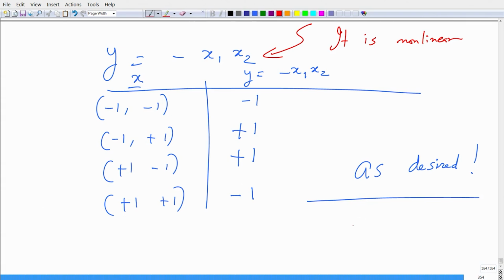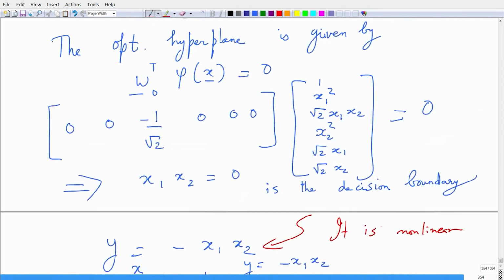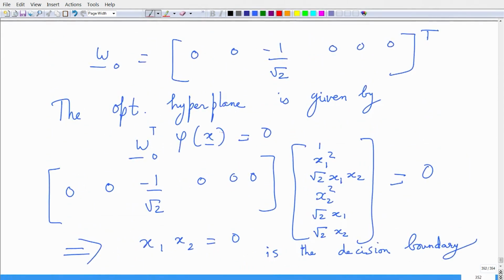Right, I take x1, I take x2, and then I multiply by minus 1 and I get y. This is how I can realize it. But I was able to solve for this y completely using a linear optimization framework, and this is essentially a linear framework.